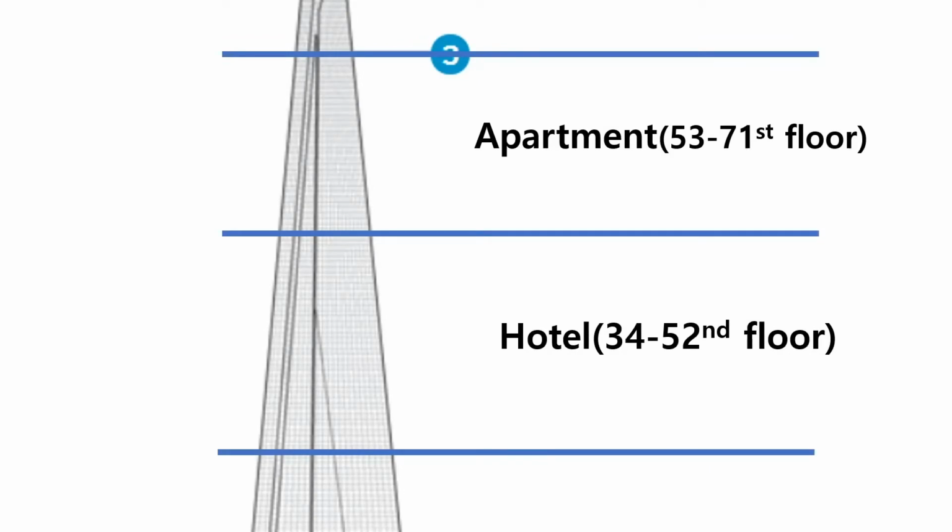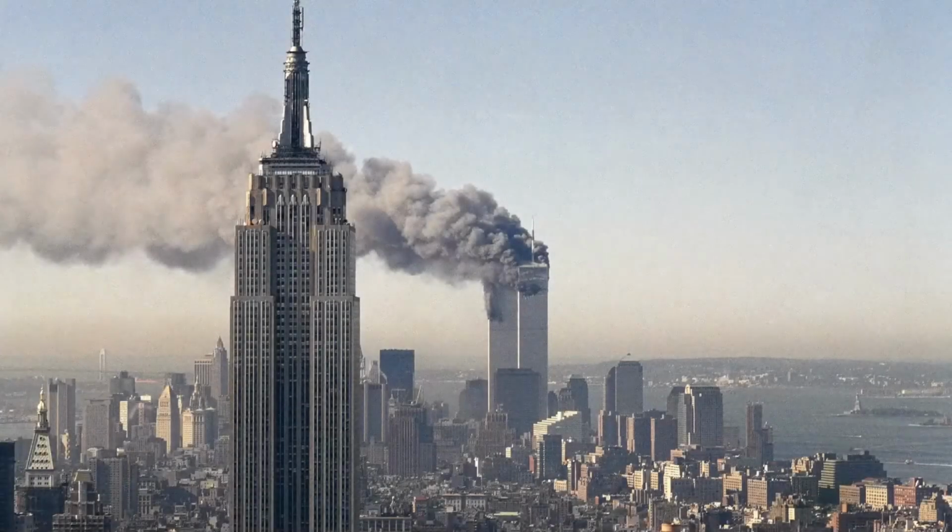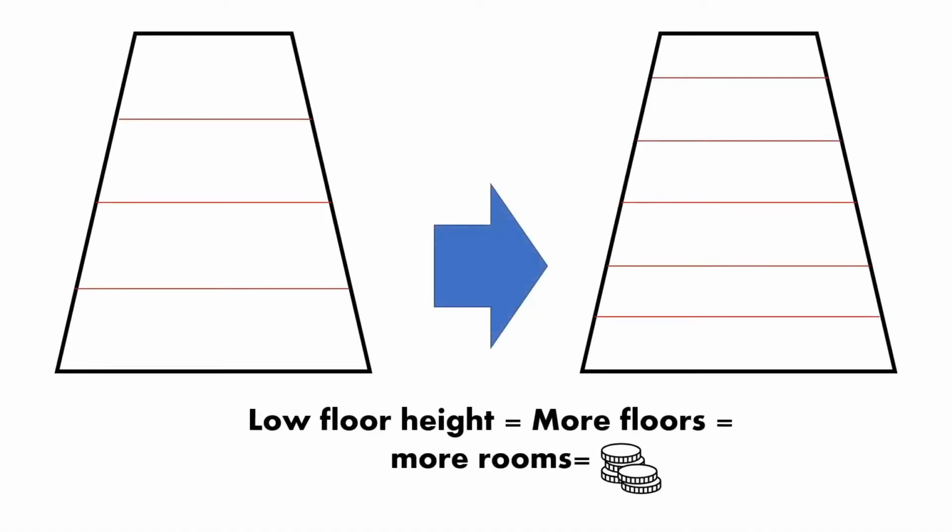The hotel and apartment part used post-tensioned concrete. There are many reasons that the middle part of the Shard used concrete. First, because of 9/11, skyscrapers are required to improve fire resistance, and most skyscrapers didn't use steel structure. And for the profitability of the hotel and apartment, designers had to put many floors in the limited height, so they wanted to reduce the thickness of each floor slab.